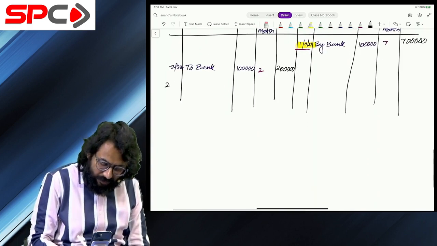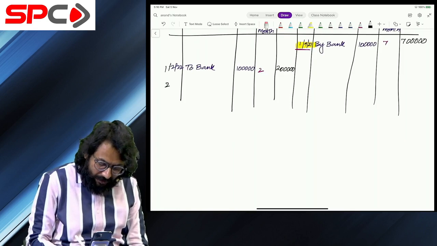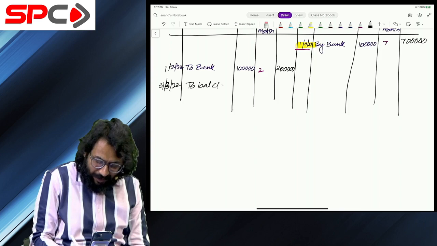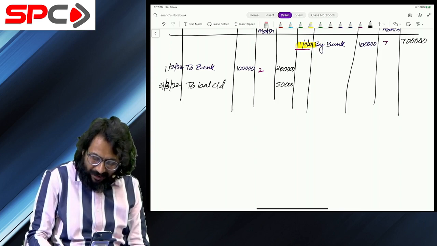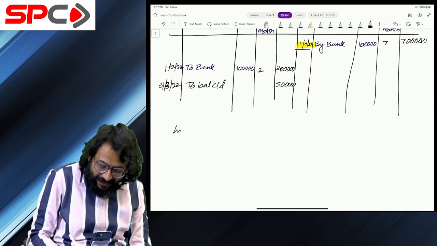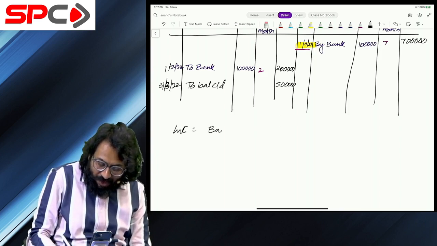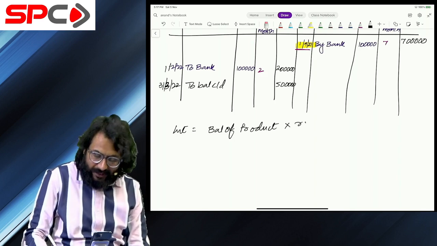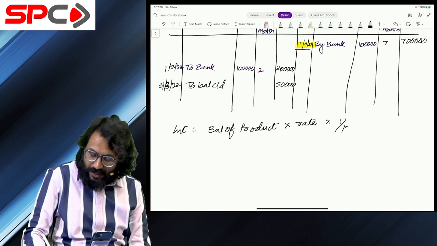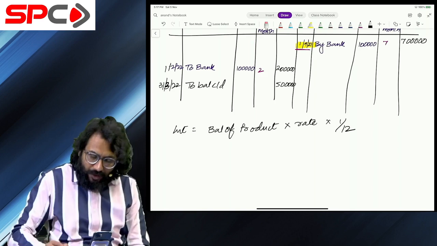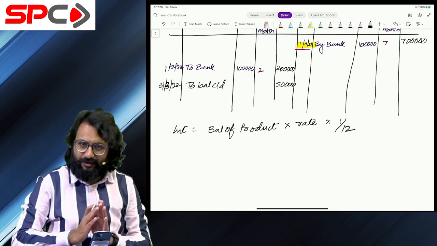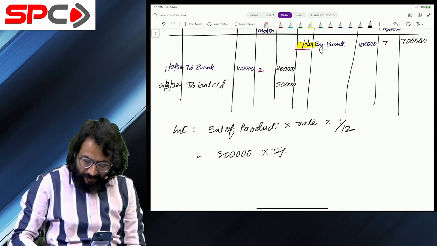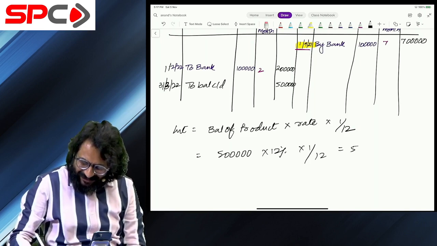So which date was this? I'll calculate the product on 31st March 22. To balance carried down. What is the balance of product? 5 lakh. So I'll say interest is equal to balance of product into rate into 1 by 12, because I have already multiplied by the month earlier, yes or no? So balance of product 5 lakh into rate 12% into 1 by 12, and the answer is 5,000.